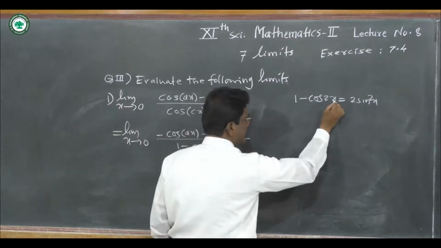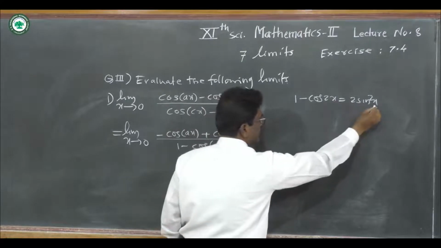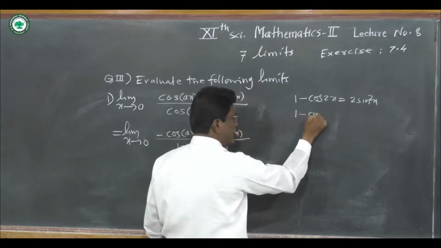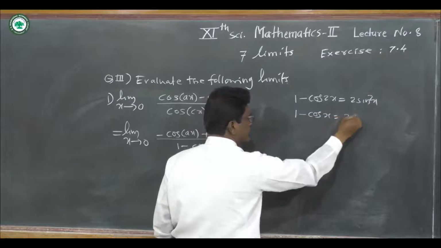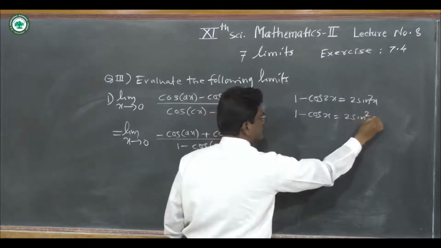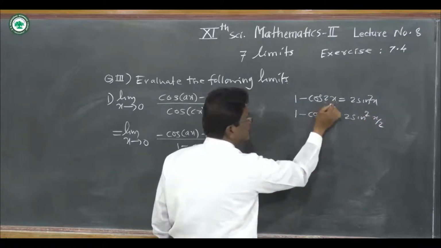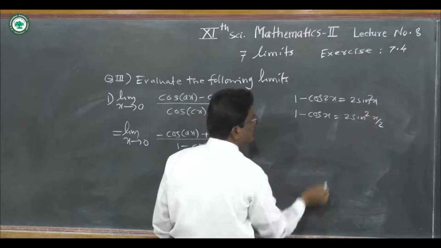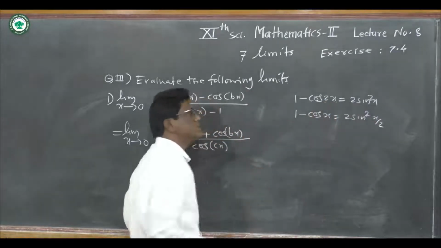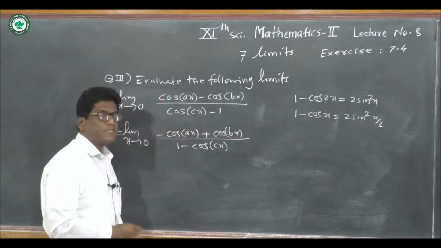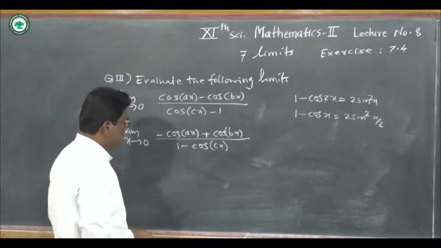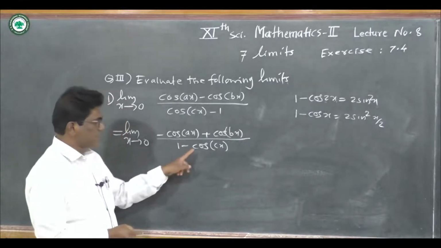We divide this angle by 2, here also divide by 2. So we get here 1 minus cos of x is equal to 2 times sin square x by 2. 2 get cancelled. In the denominator there is 1 minus cos x.